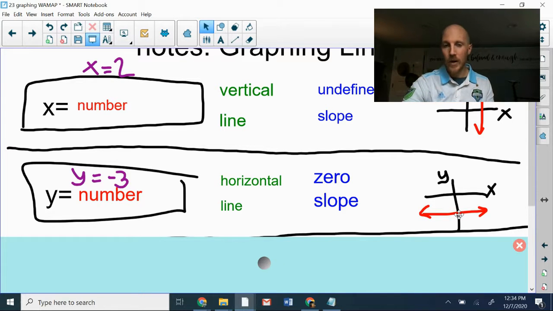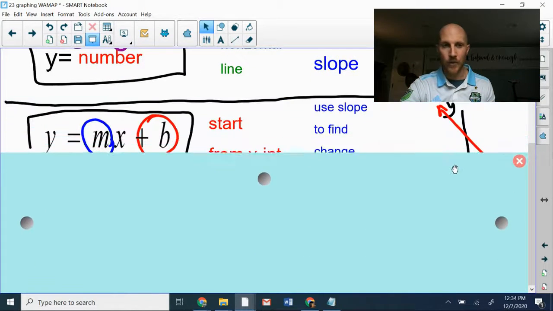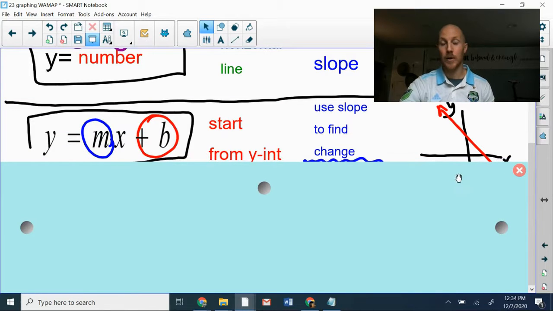And the y coordinate where this will be located is the same as whatever number shows up in the equation. Y equals whatever. So y equals -3 is an example. You'd go down to -3 and then draw a line straight across horizontally there. The last type of equation is going to have a bunch more parts to it.